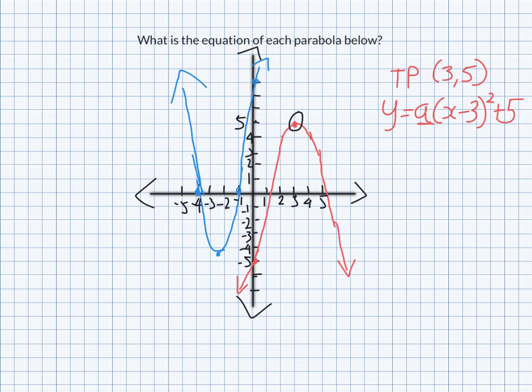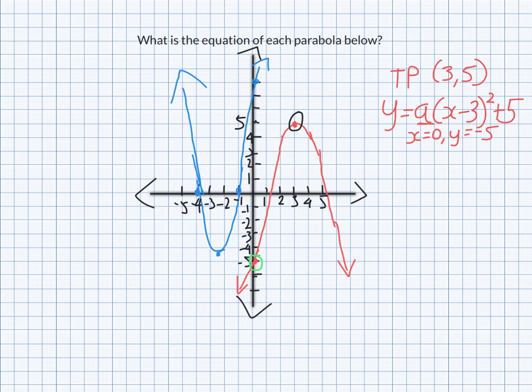So to find a, I'm going to substitute in another point. So this point will be a good one. This is the point 0, minus 5. So to find what a is, I'm going to substitute x equals 0, y equals minus 5, because I don't know what a is. It could be 1, 2, 3, whatever. Hopefully you realize a has to be negative because the parabola is a frowny face.